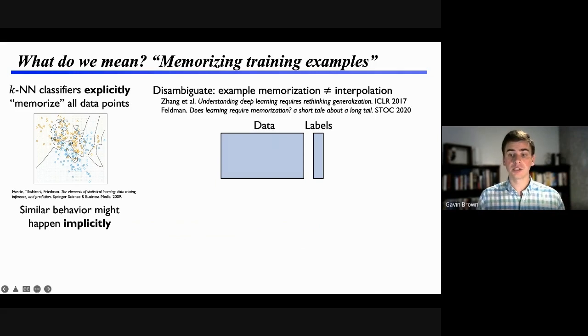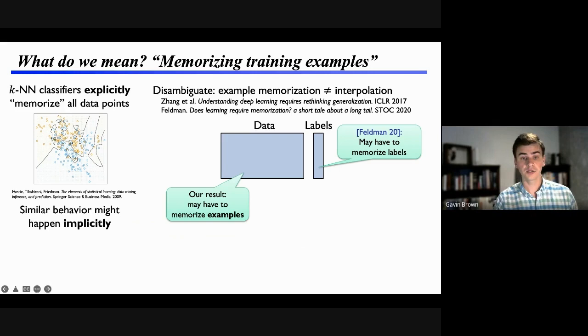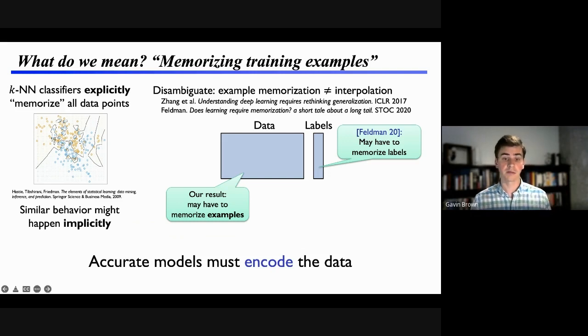The word memorization is also used to refer to the distinct concept of label fitting or interpolation. This topic came to widespread attention with the work of Zhang et al., showing that large networks can fit random labels. And most relevant to our work is that of our collaborator, Vitaly Feldman, who showed that there are settings where high accuracy classifiers must fit the labels exactly. In contrast, our work is about memorizing the inputs themselves, the high dimensional samples. And we show that accurate models must somehow encode the data.